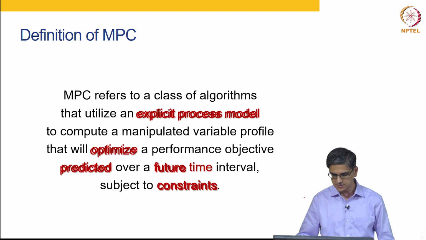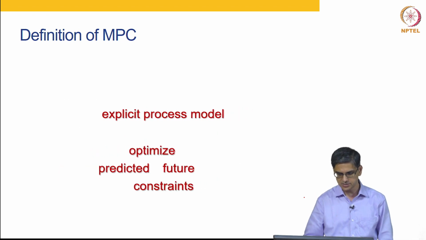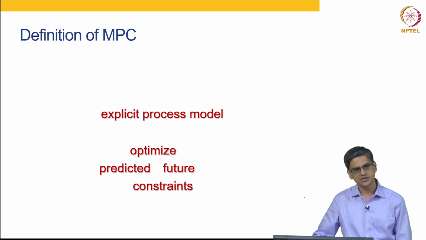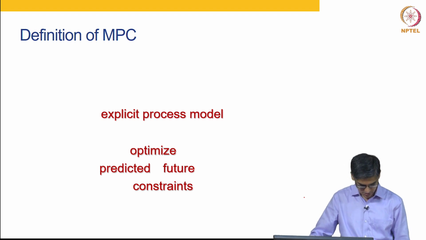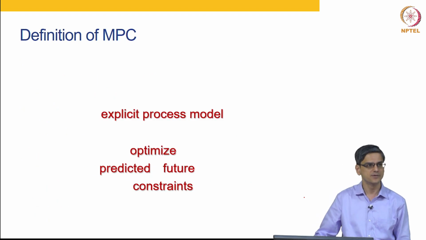But anyway, MPC refers to a class of algorithm that utilize an explicit process model to compute a manipulated variable profile that will optimize a performance objective that is predicted over a future time interval subject to constraints. So, the key points are explicit process model, it is optimization based, it is based on prediction of future trajectory, and the optimization is done subject to process and input constraints. So, that is about MPC.